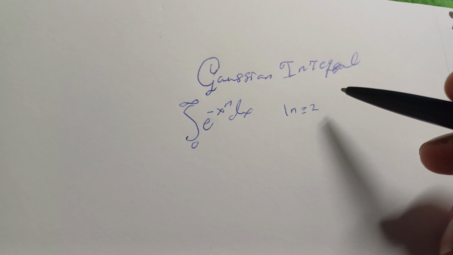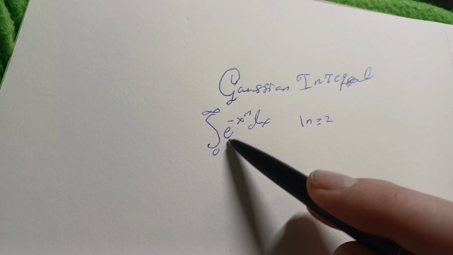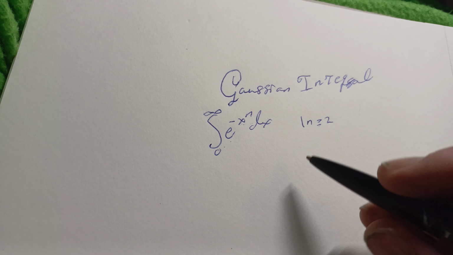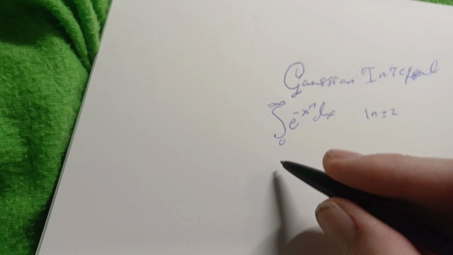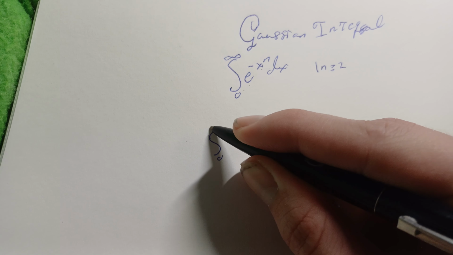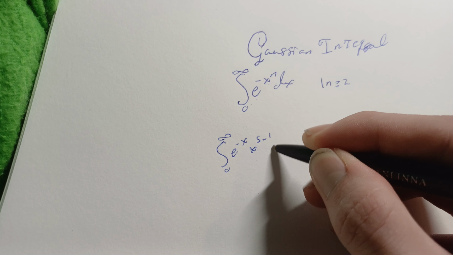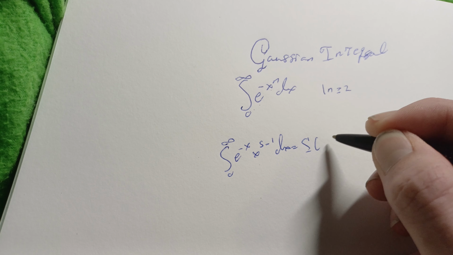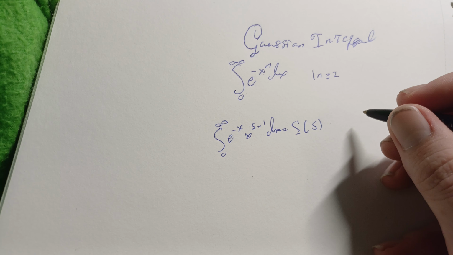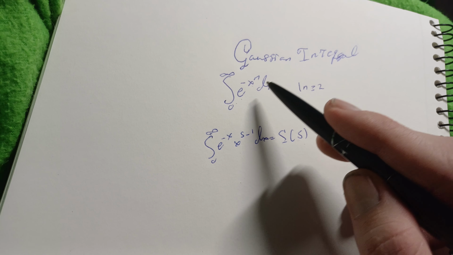Let's calculate the generalized Gaussian integral of e to the power of minus x to the n. And we'll use the facts of the gamma function, which is the following: the integral of e to the minus x, x to the s minus 1, dx equals the gamma function of s. So we'll use this identity of the gamma function.